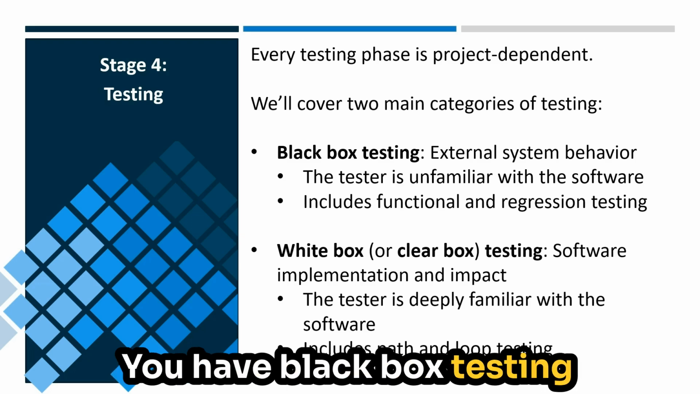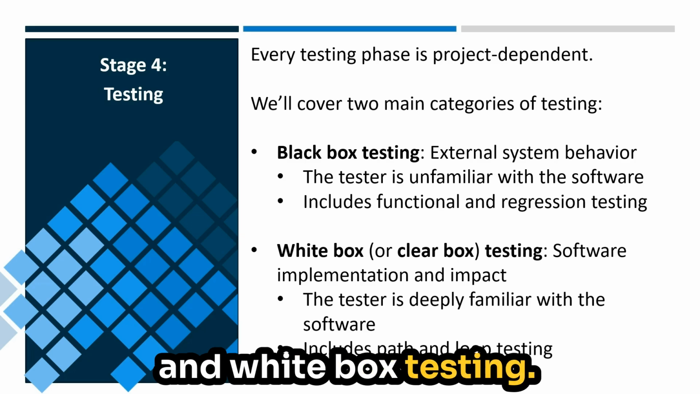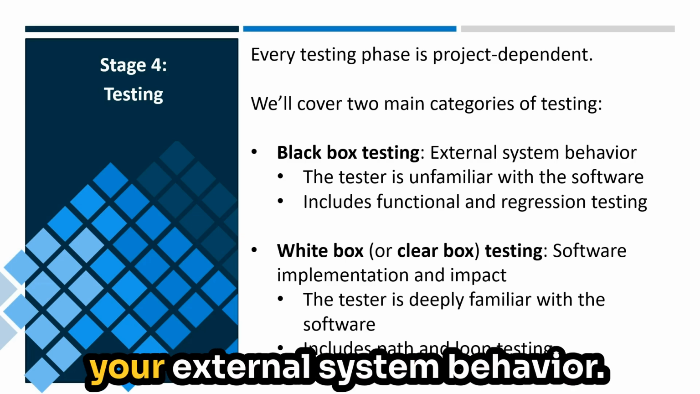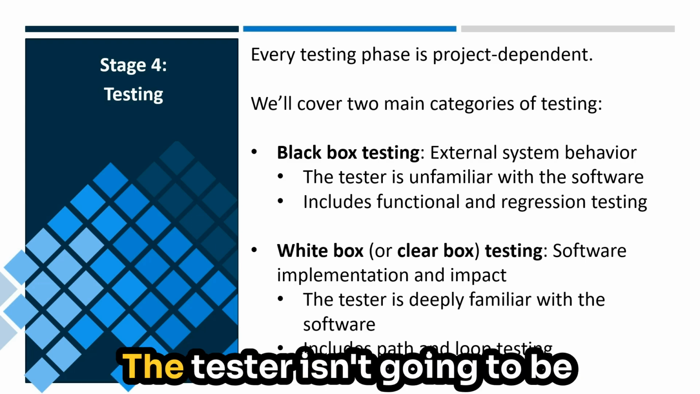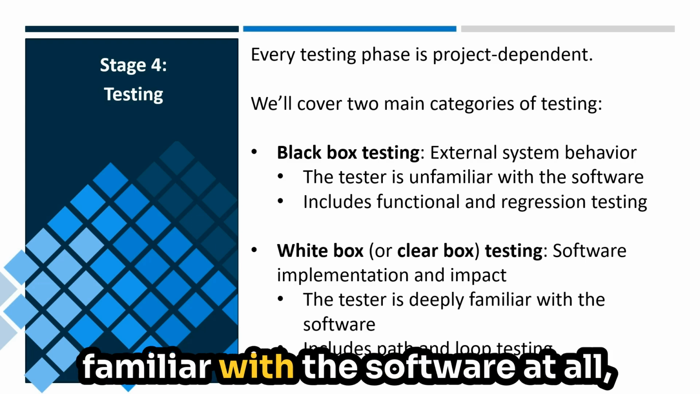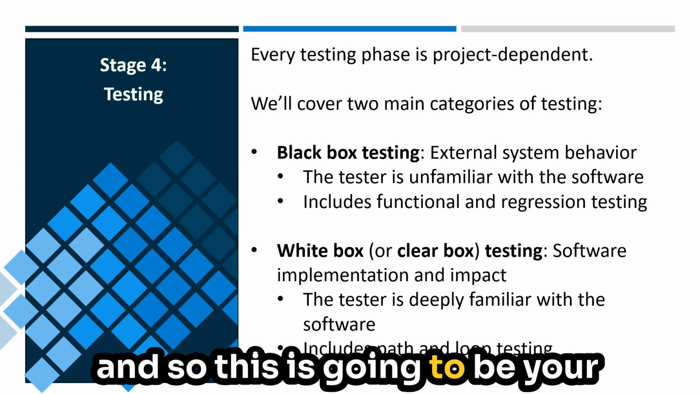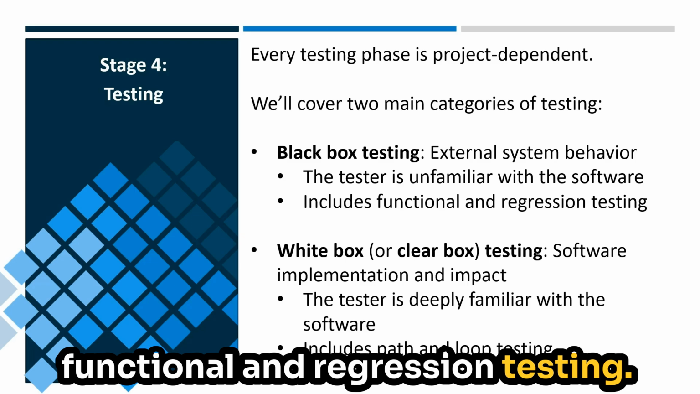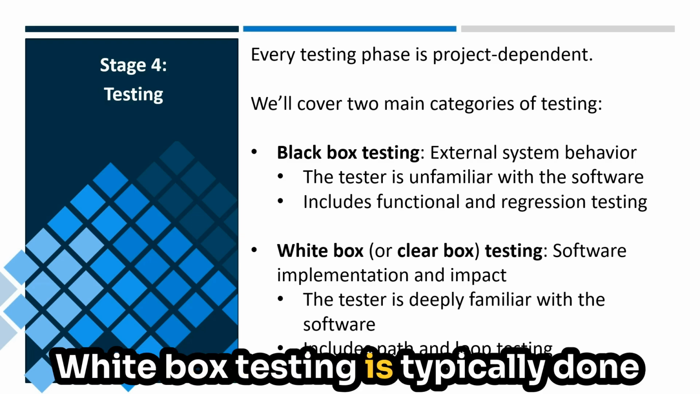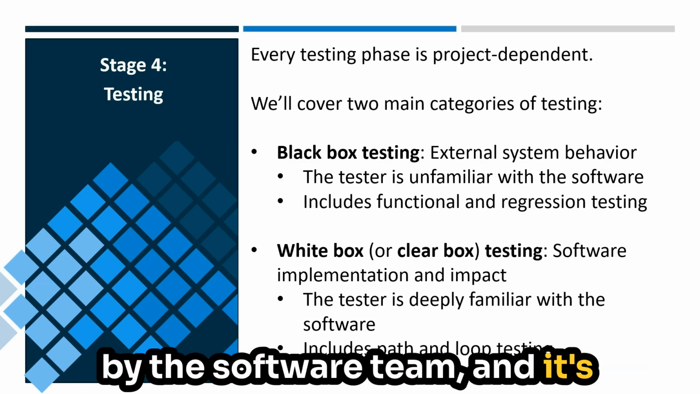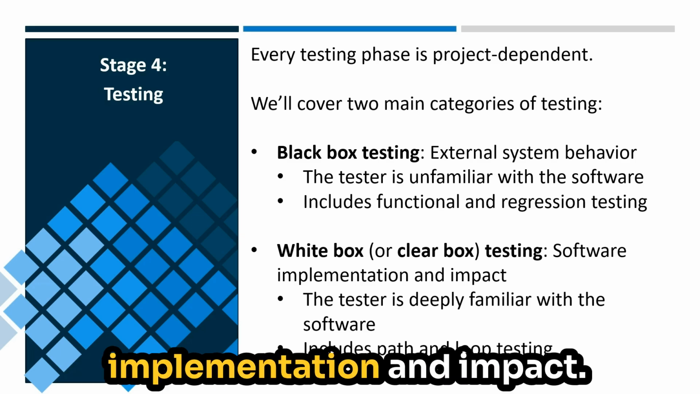You have black box testing and white box testing. Black box testing is testing your external system behavior. The tester isn't going to be familiar with the software at all, and so this is going to be your functional and regression testing. White box testing is typically done by the software team, and it's going to be testing the software implementation and impact.